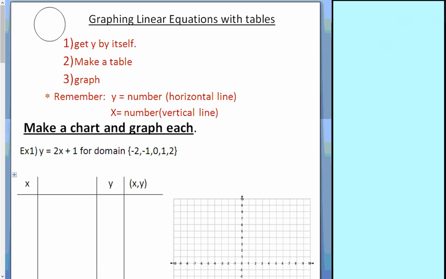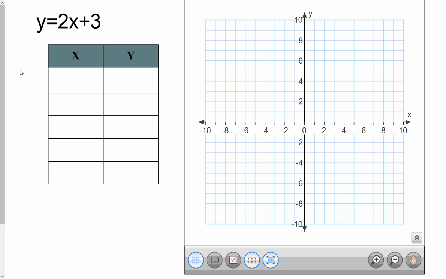You don't need to copy anything right now, but let's go ahead and try a problem so that you can see this. If I had the equation y equals 2 times x plus 3, and I asked you to solve that equation for me, what I want you to do is actually make a line. So here's what you're going to do. You're going to put different numbers in for x and get different numbers out for y. Let's start with a 0. If I put a 0 in for x, I would have 2 times 0 plus 3, which would be 3.